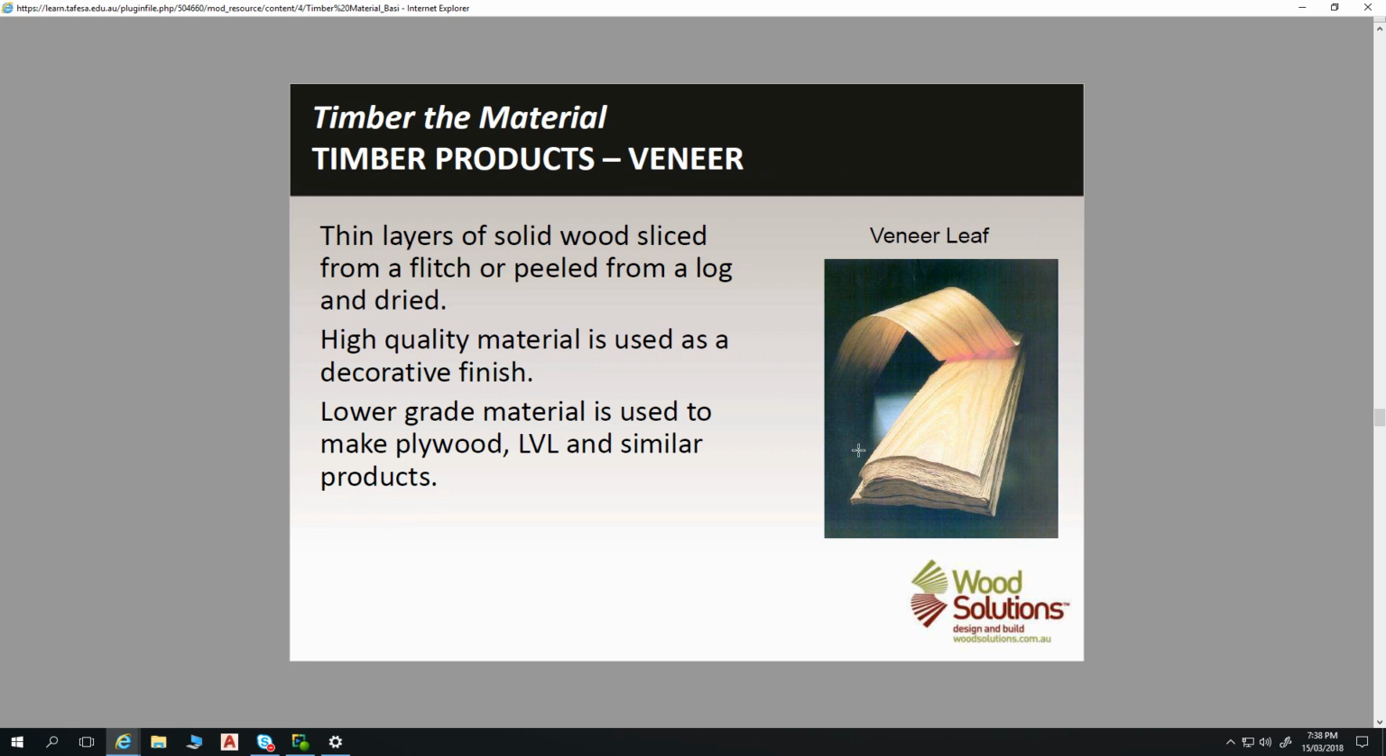The veneer. Thin layers of solid wood are sliced from a flitch or peeled from a log and dried. The high quality material is used as a decorative finish. So they find pieces of timber that have a high feature grade, like a desirable grain in the timber. Lower grade material is also used to make plywood, LVL and similar products.